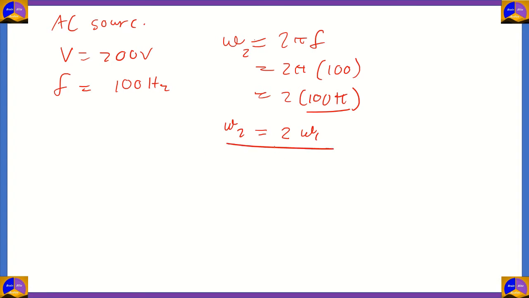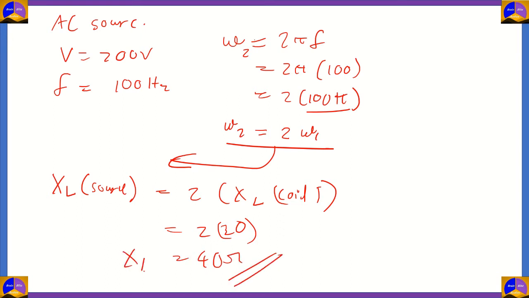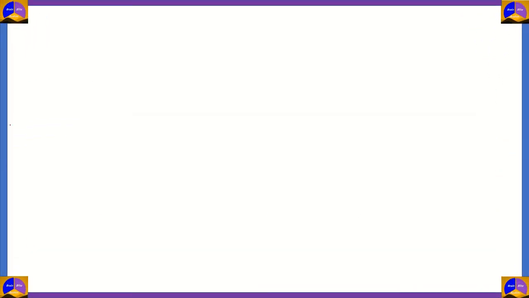Now, using this relation, we can write that the inductive reactance due to the source is equal to 2 times the inductive reactance of the coil. So that means 2 times 20, or 40 ohms. So the inductive reactance is 40 ohms, and our resistance is 30 ohms. We need to find out the current passing through the coil.